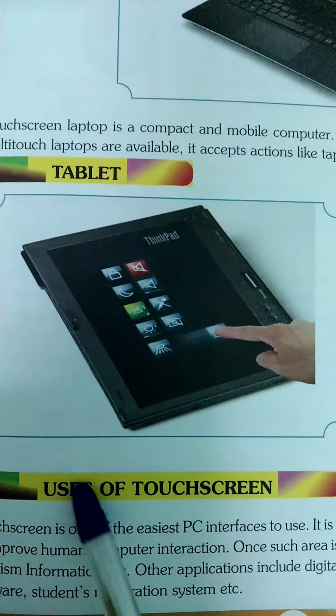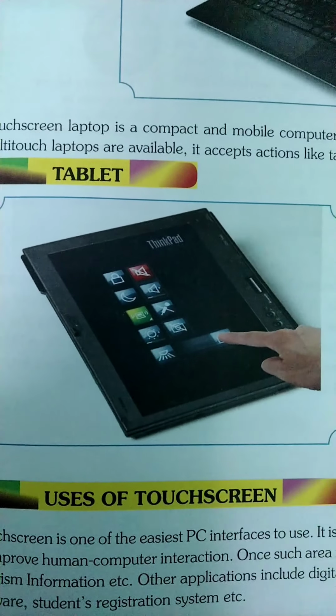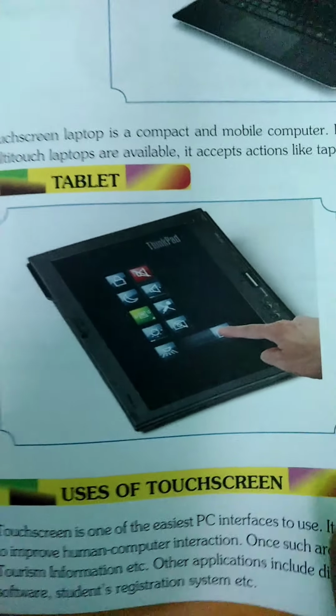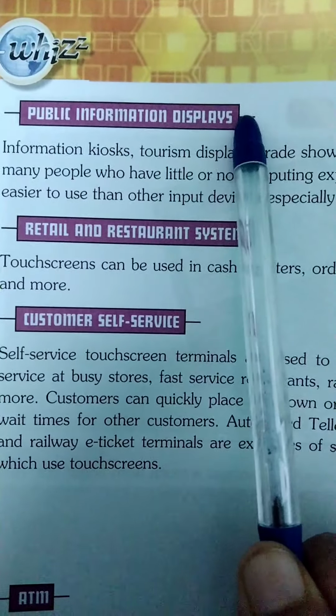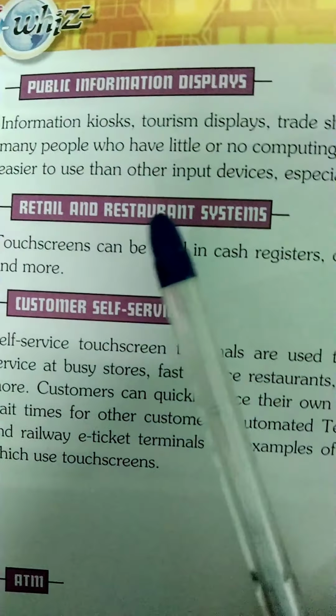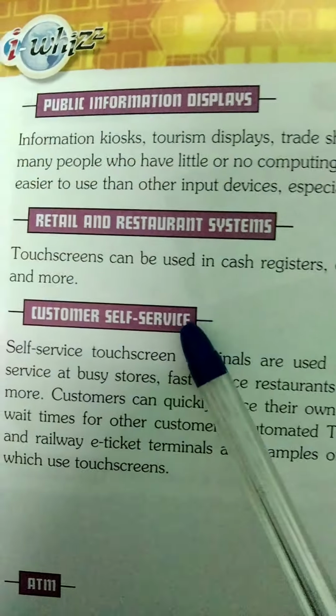The next topic is uses of touch screen. Children, can you tell what are the places where a touch screen is used? It is used in three main places. One is public information displays, the second is retail and restaurant systems, and the third is customer service.